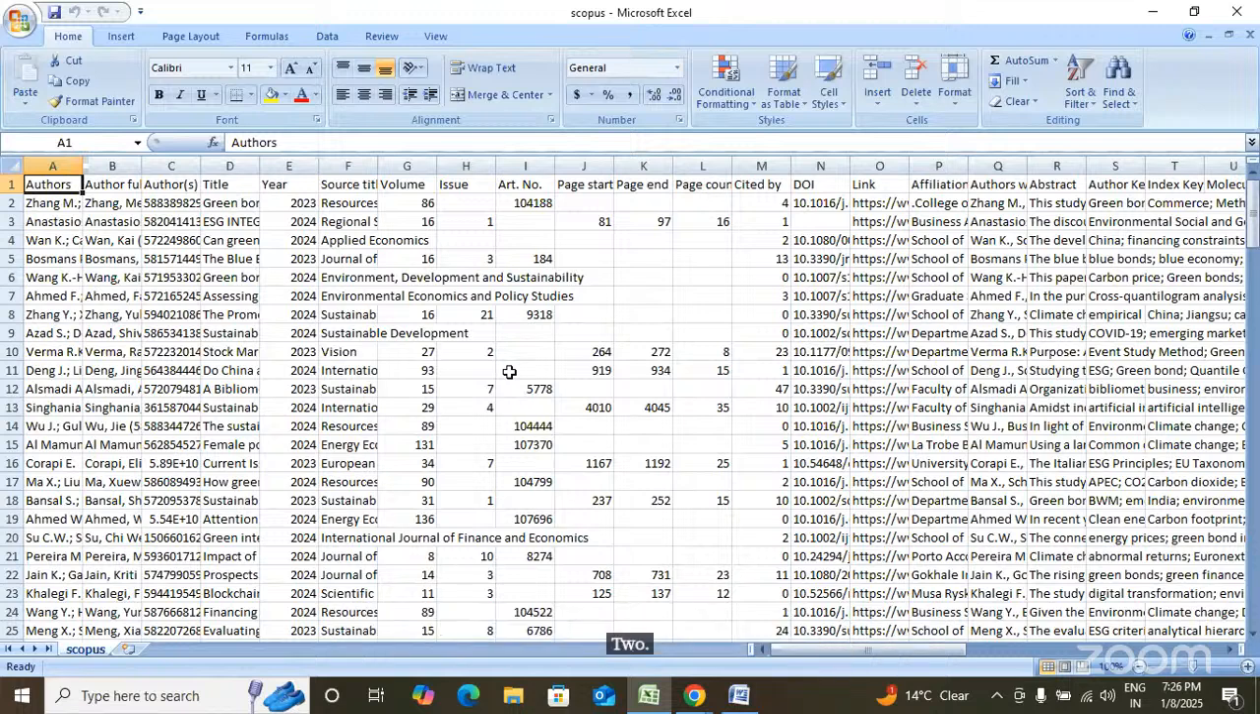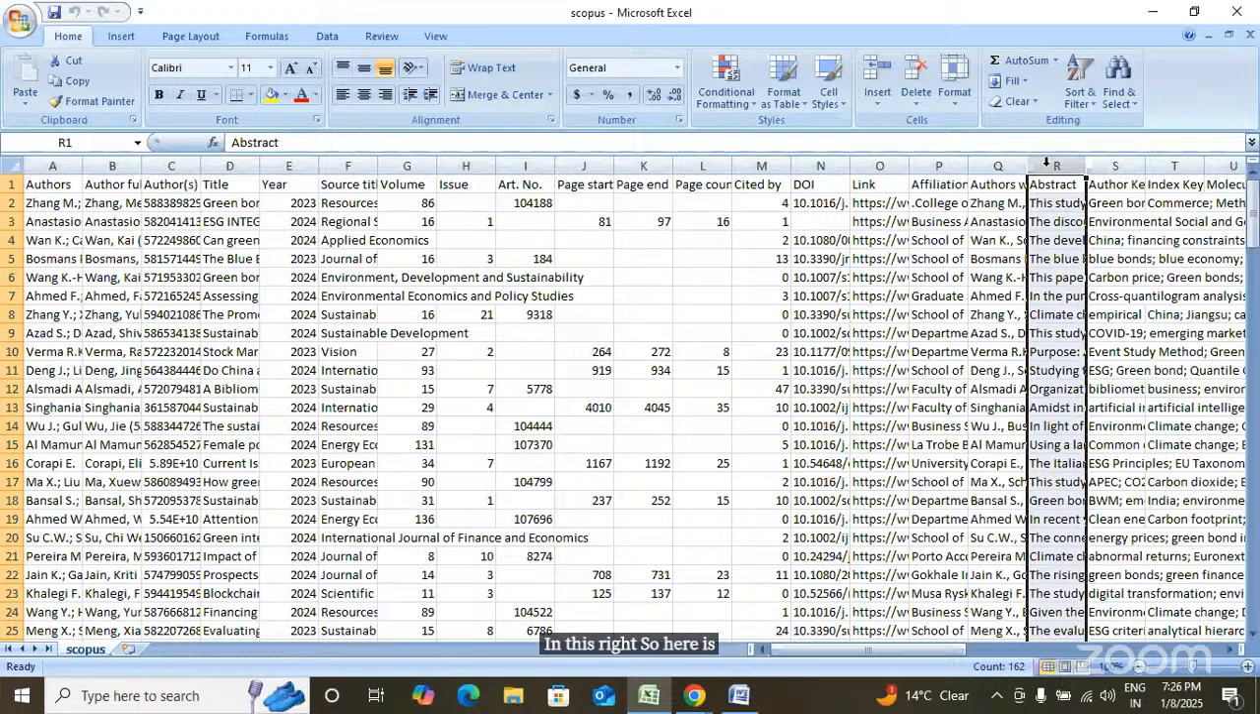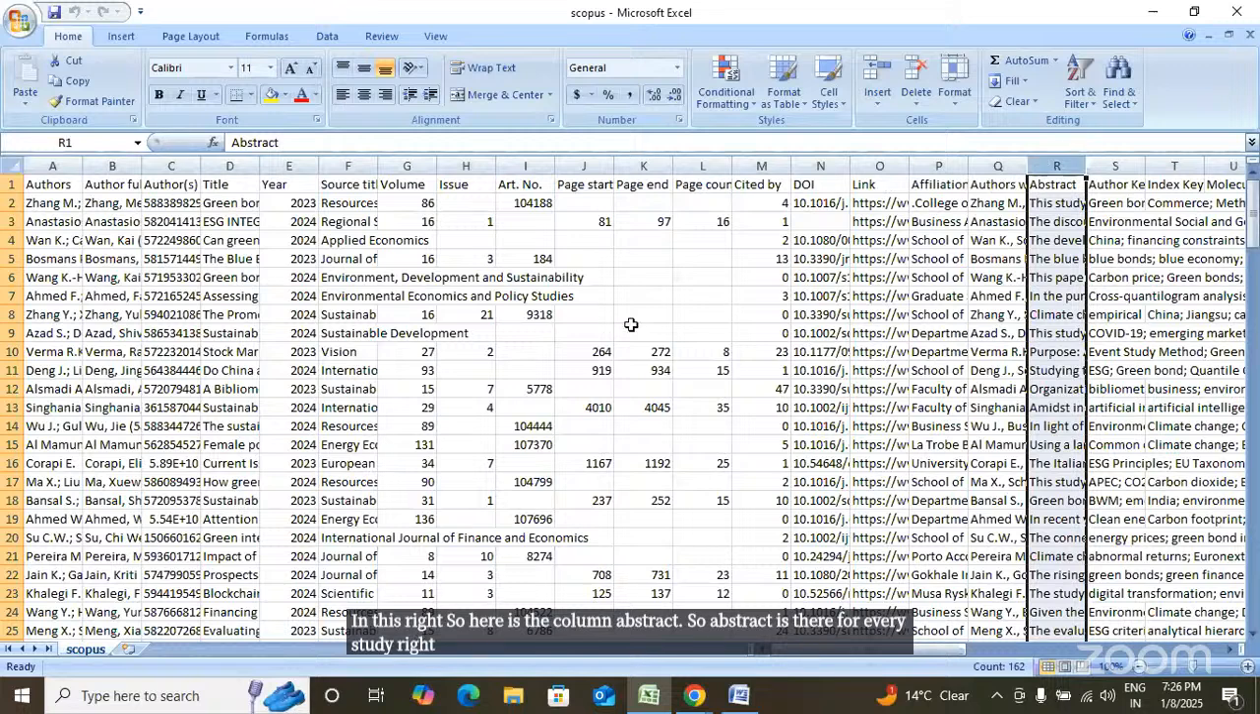How many papers does this file have? 161. They are not complete papers. Please remember, this file that we have extracted does not have the complete papers, but yes, the major information that we need is there in it. And more important, there is an abstract of each paper in this, right? So here is the column abstract. The abstract is there for every study, right? So this is how we extracted the papers from the Scopus database.